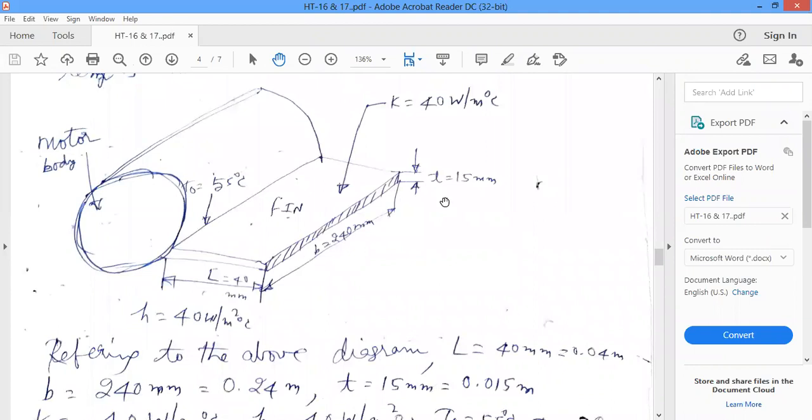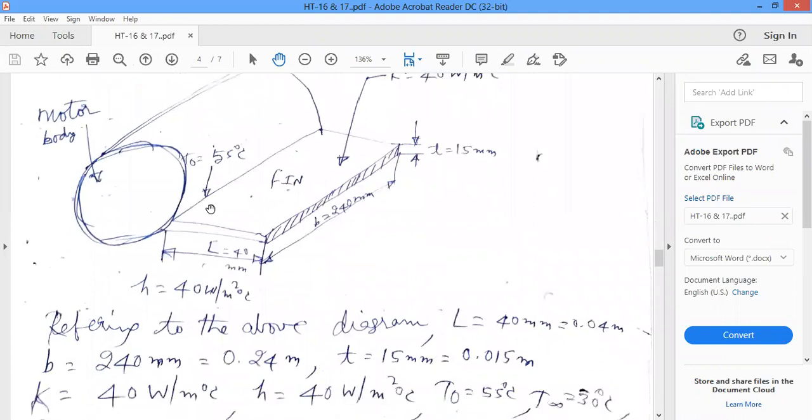the number of pins. Okay, this is the motor body. So this is 240. This length is the shaft length. Shaft length is 240 mm. Then a number of the pins are attached on this motor body. Motor surface body temperature 55 degrees centigrade. So at the base of the pin, you can take T0 is equal to 55 degrees centigrade. So here the conduction heat transfer is giving to convection heat transfer at the end tip. At the tip, that is the short pin.